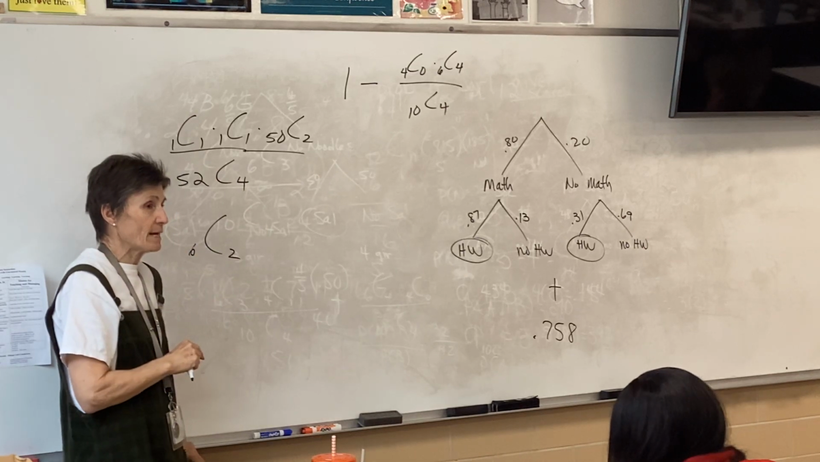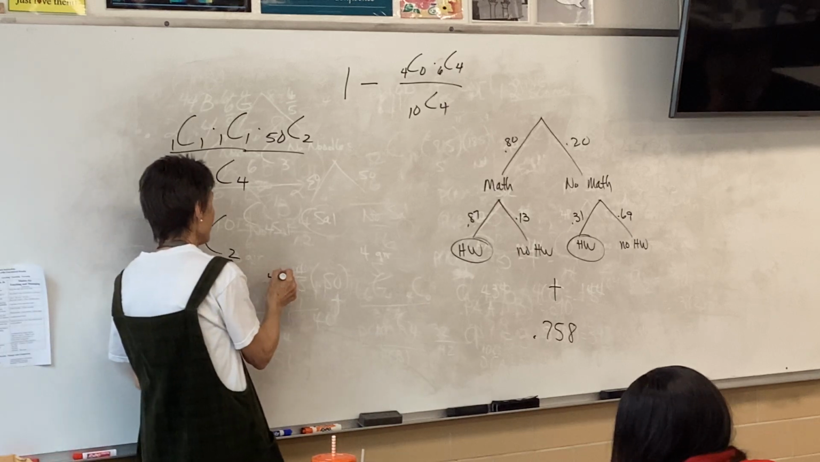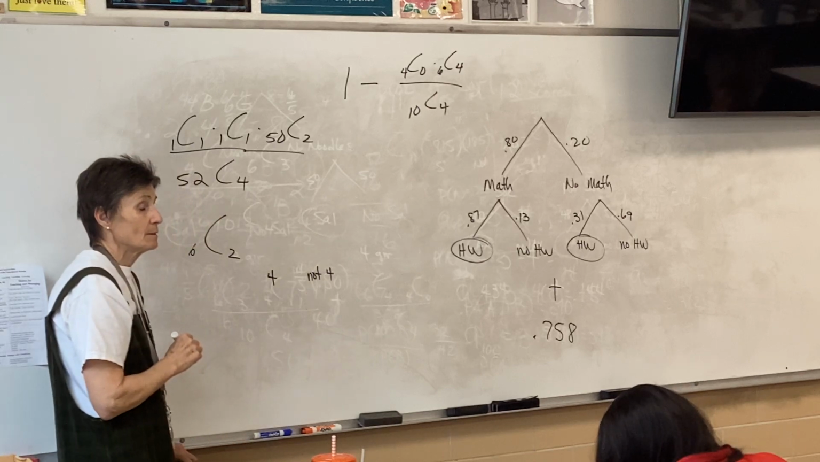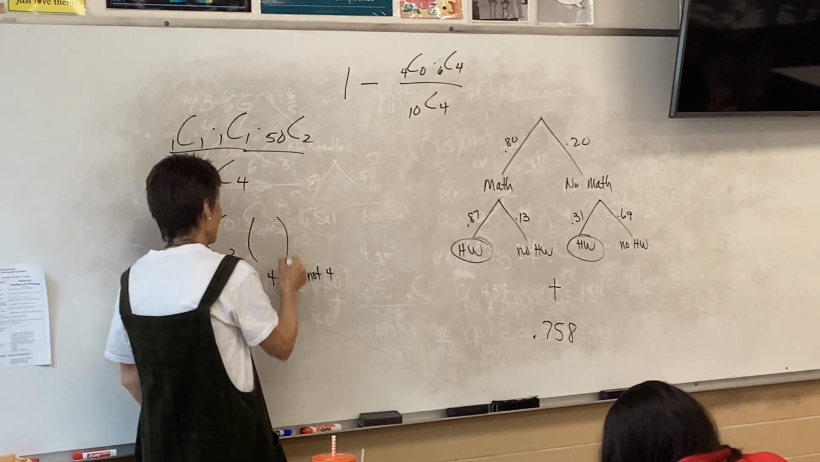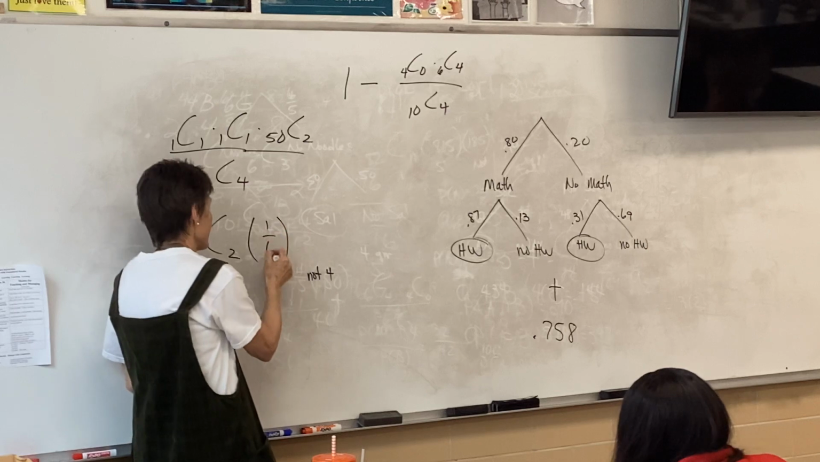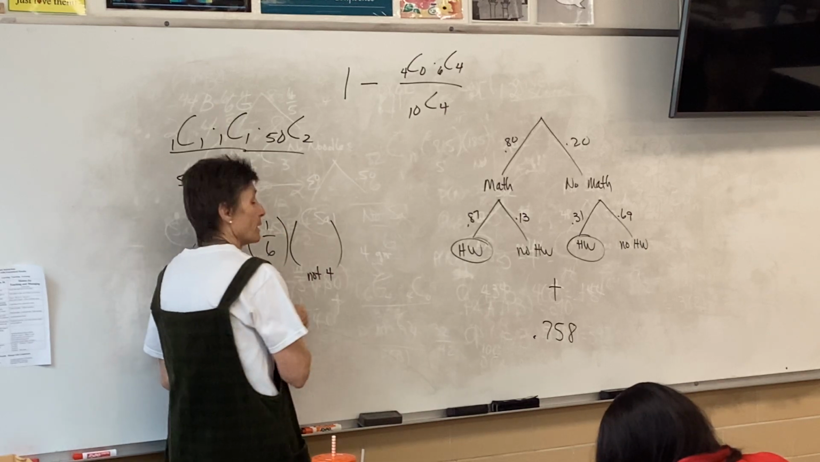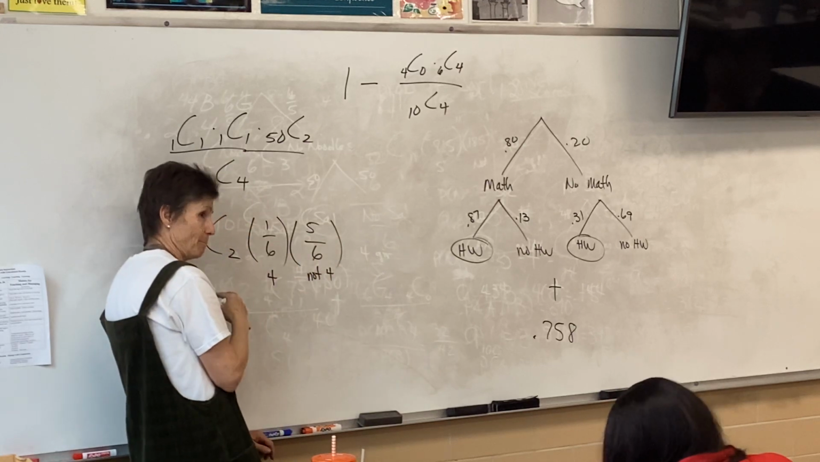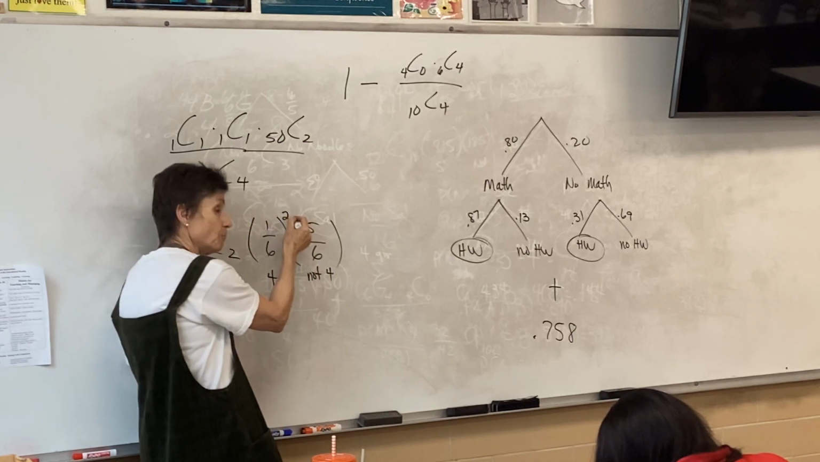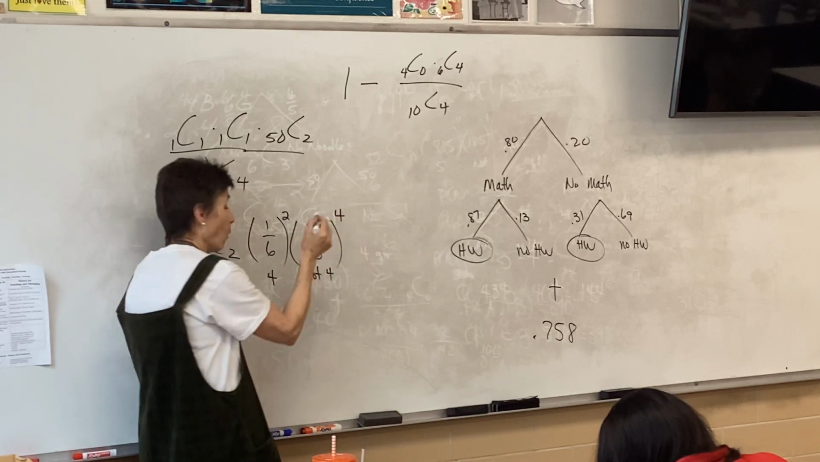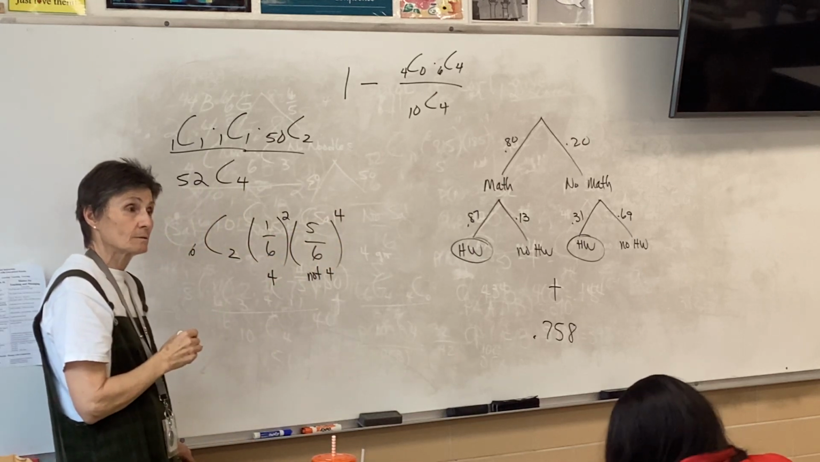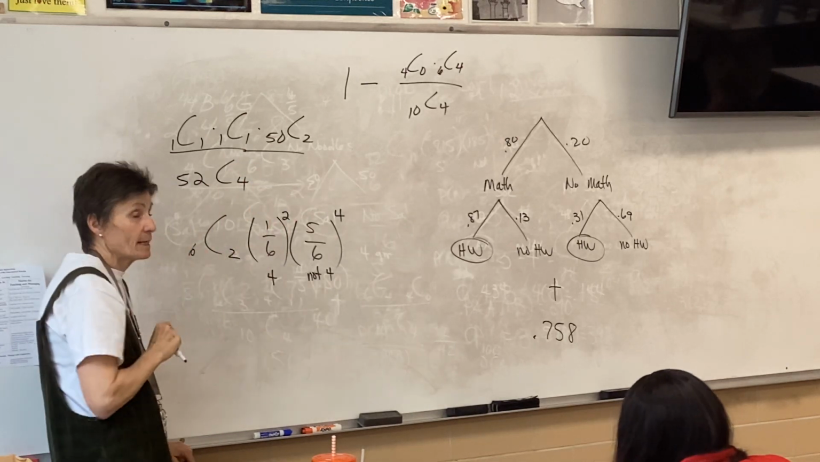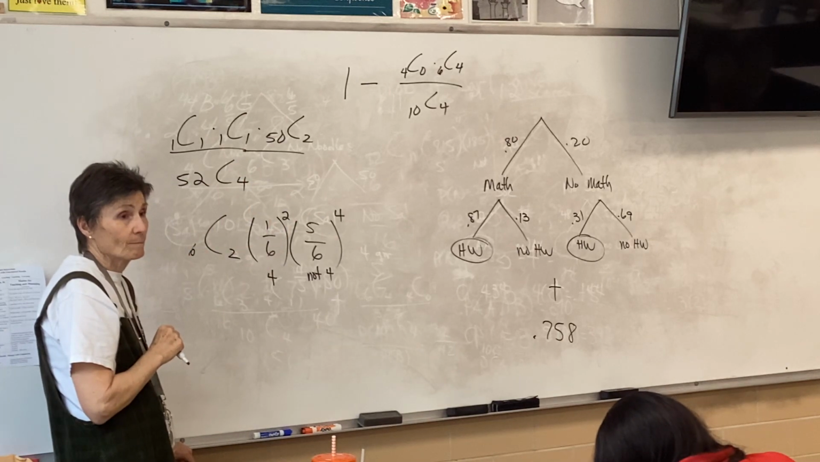Every time I roll that die, I'm either going to get a 4 or I'm not going to get a 4. Would you agree with me? Yeah. What's the probability I get a 4? 1 out of 6. What's the probability I don't get a 4? 5 out of 6. In this problem, I want 2 4s and 4 not 4s, and that's the answer to the question. Multiply it all together, and that will be the answer.